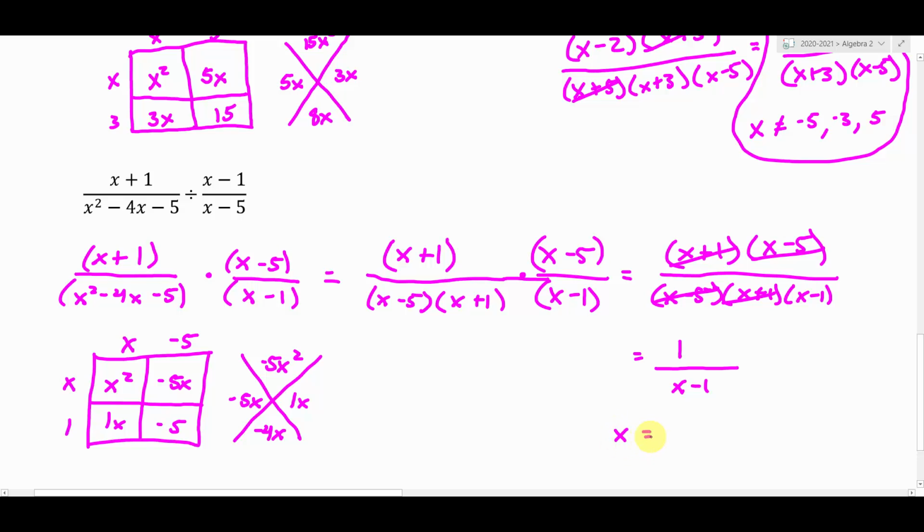We got to go back and get our excluded values. Make sure you go back to here, okay, where you can see all of your factors before they canceled. And we're going to see here 5 minus 5 creates a 0, so we need to exclude 5. -1 plus 1 would create a 0, so we need to exclude -1. And then in the third factor, 1 minus 1 would create a 0, so we also need to exclude +1. There's my final answer.